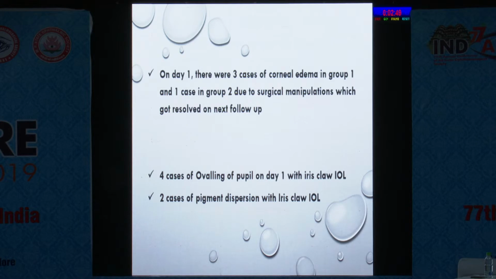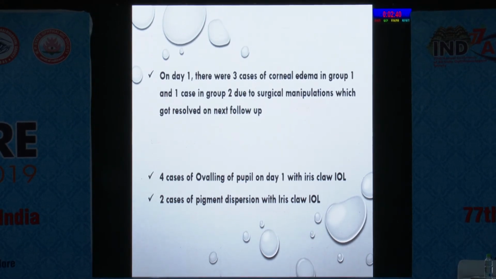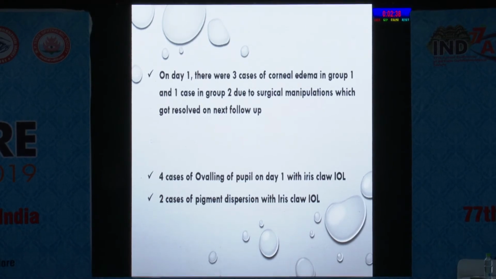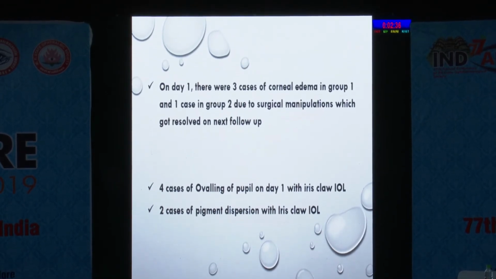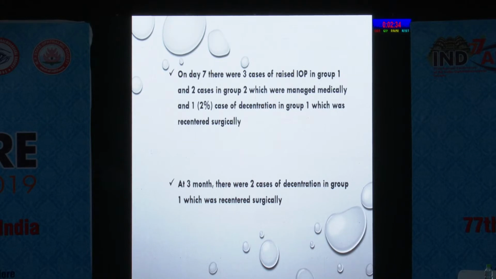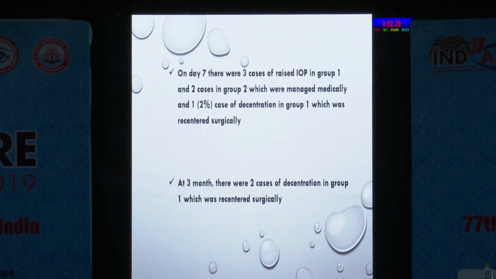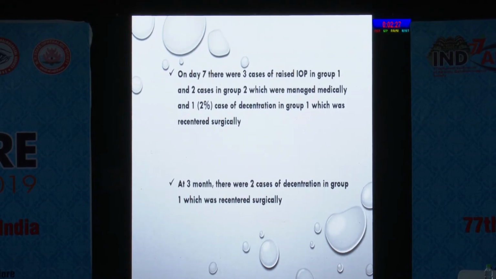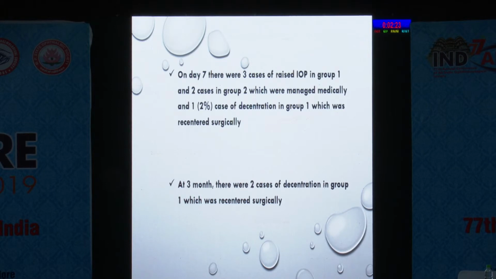On day 1, there were 3 cases of corneal edema in group 1 and 1 case in group 2 due to surgical manipulation, which resolved at the next follow-up. There were 4 cases of ovaling of pupil on day 1 with iris claw, and also 2 cases of pigment dispersion in iris claw IOL. On day 7, there were 3 cases of raised IOP in group 1 and 2 cases in group 2, that of SFIOL, which were managed medically. One case, that is 2%, of decentration was present in group 1 of iris claw, which was recentered surgically.